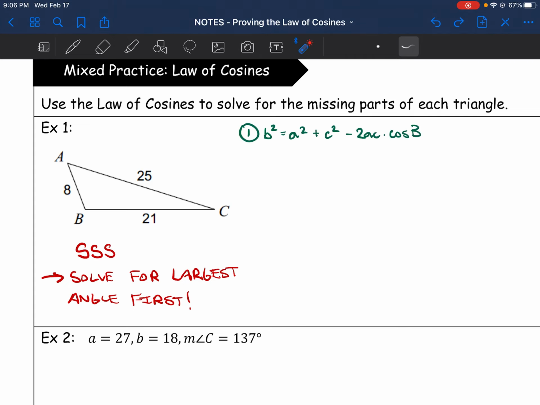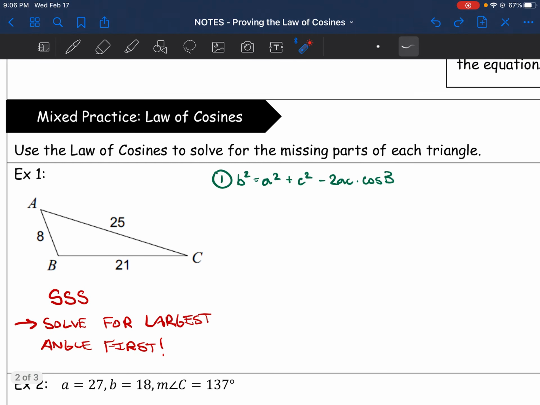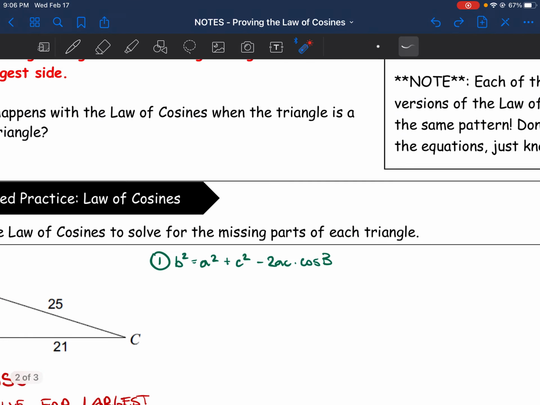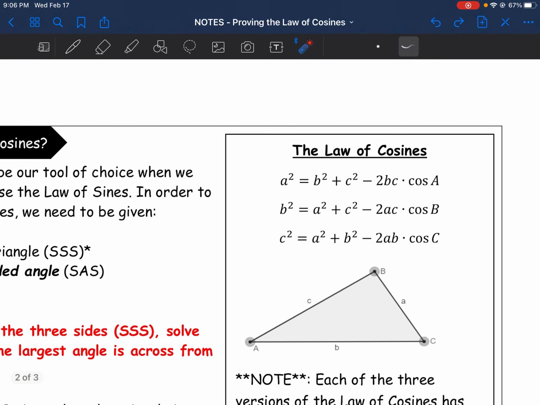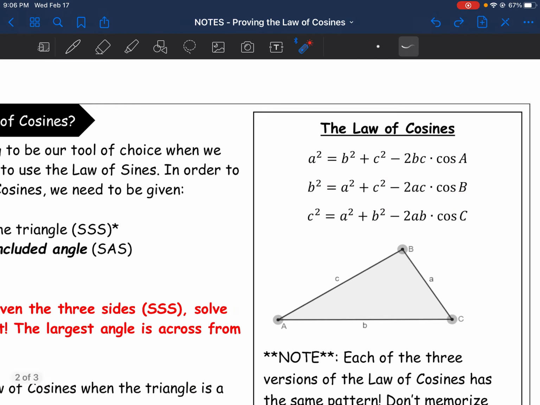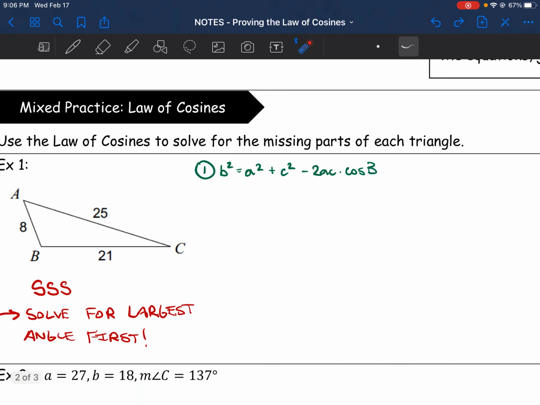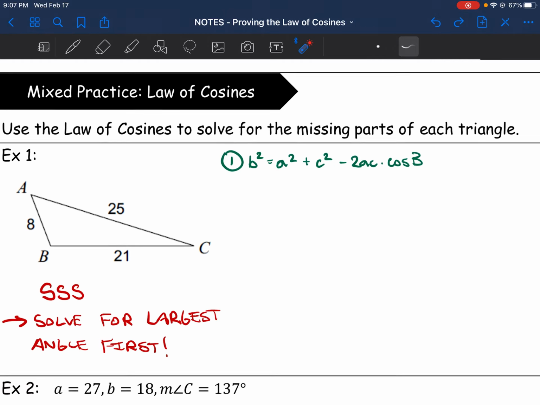So that's the first thing I'm going to do, is solve for angle B. What that actually means for me is that I need to pick out the law of cosines equation that has angle B, because that's what I'm trying to solve for. So I'm going to be using this equation from the law of cosines. You can see that right here: B squared equals A squared plus C squared minus 2AC times the cosine of B.